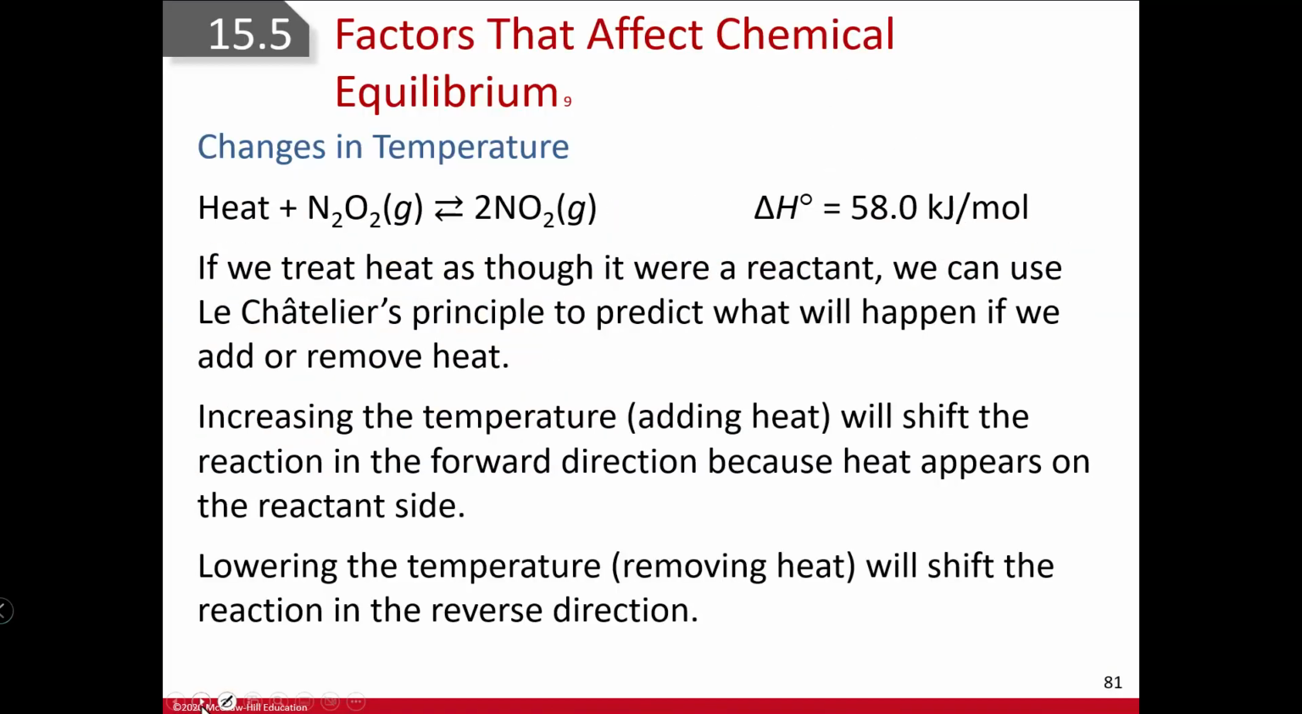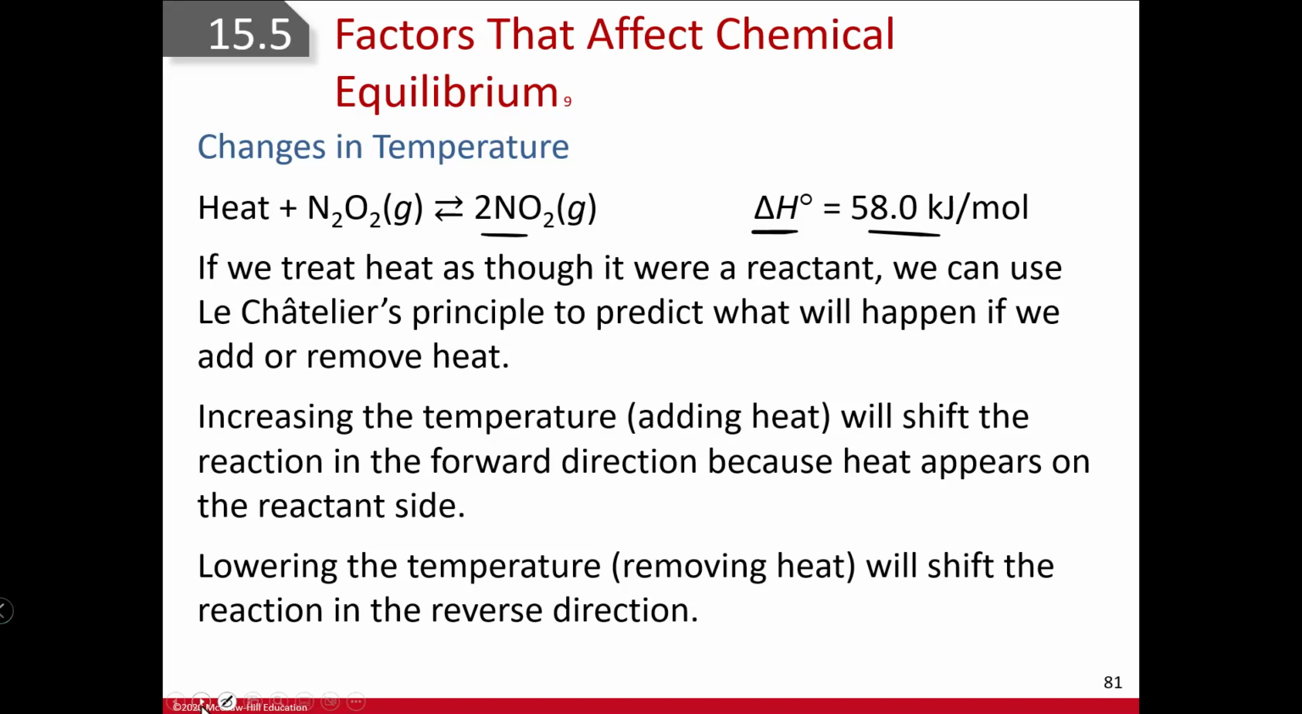All right, so let's look at temperature. I think this is the one that's the most missed, and the reason why I think it's the most missed is because you have forgotten exothermic and endothermic reactions from Gen Chem 1. So here we have heat being applied to dinitrogen tetroxide, and it is forming 2 moles of nitrogen dioxide. And the standard enthalpy change is 58 kilojoules per mole.